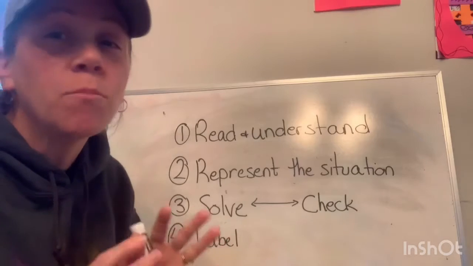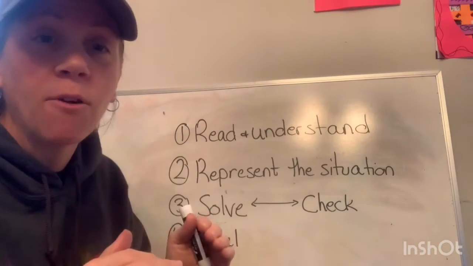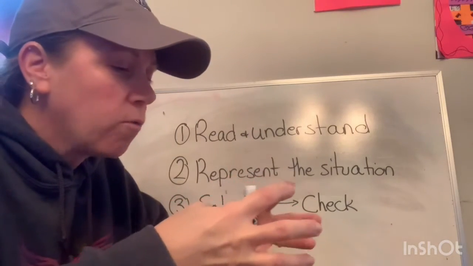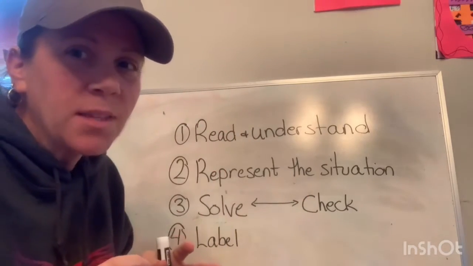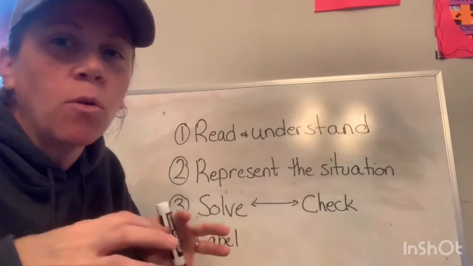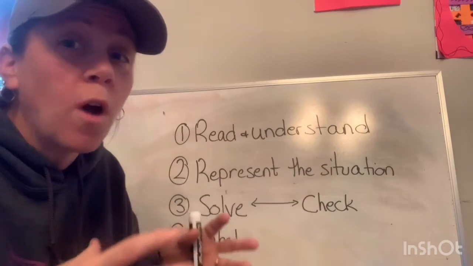Number two, represent the situation. That's drawing some sort of diagram, picture. Maybe it's just pulling the numbers out of the words. In word problems, it's almost like we're going from words and we've got to go into the math world. So take those things out and write them down in mathematical ways. So you see the numbers instead of seeing the words, or you draw a picture.